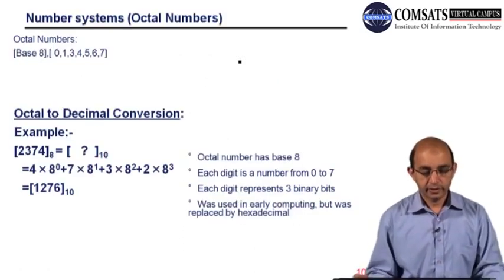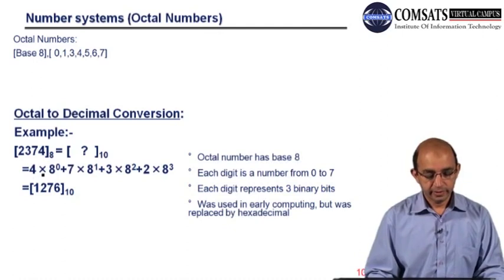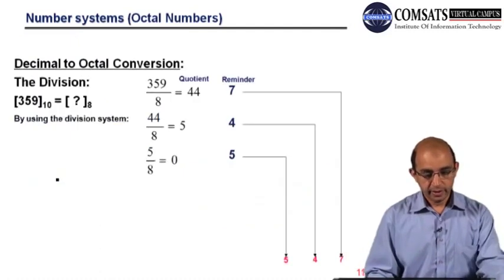So here what we need to do is octal to decimal. This is the octal number, and you can see that we have started from here, with 8 raised to power 0, 1, 2, 3. It is a sort of increasing order.